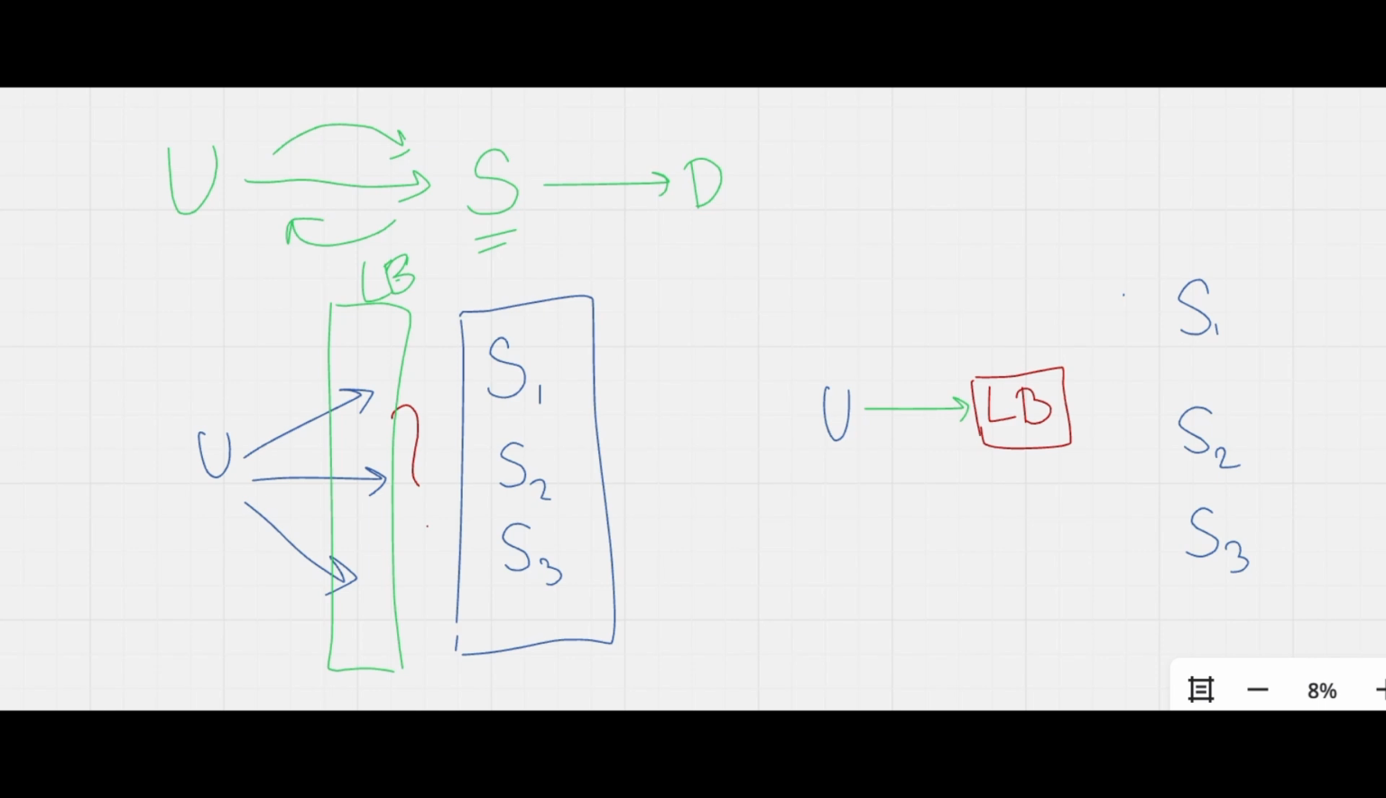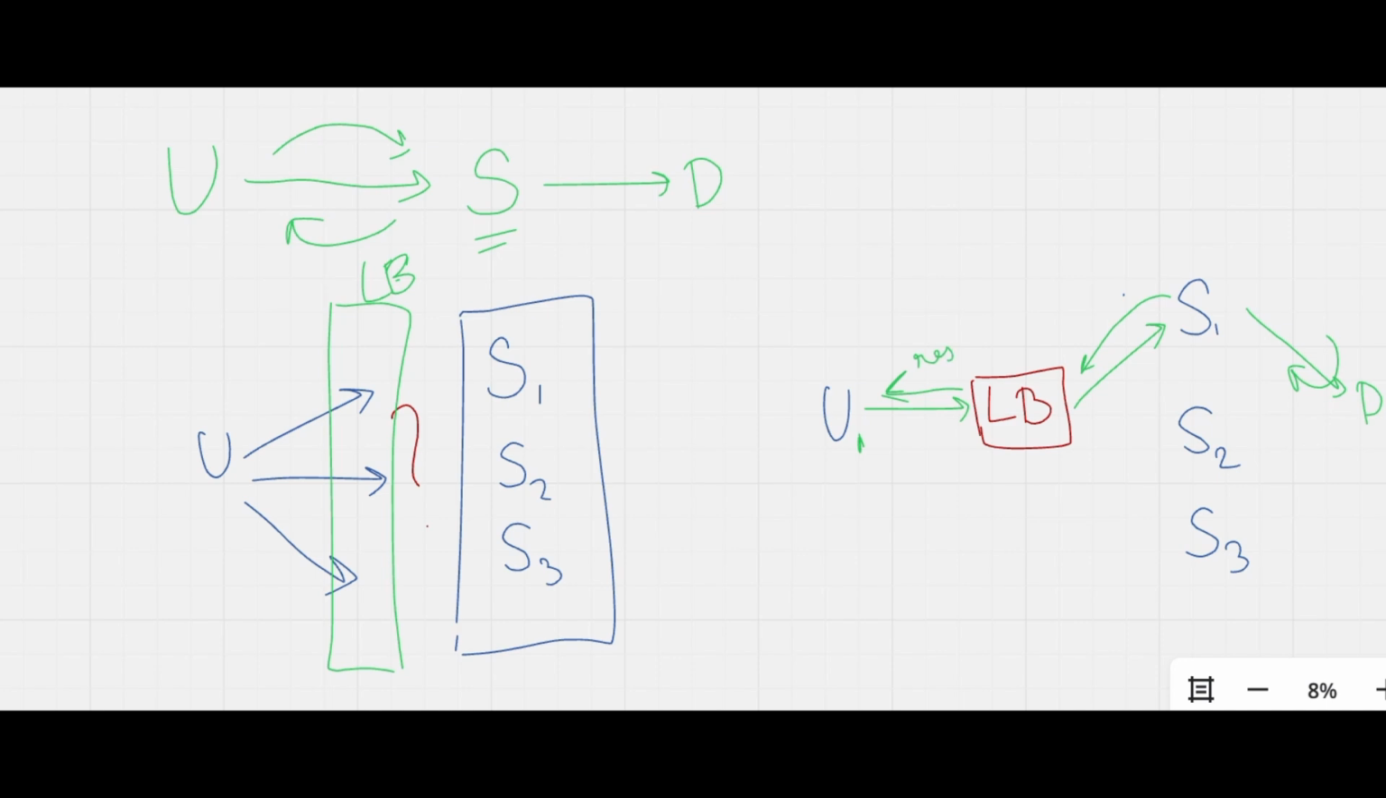Basically, let's say I'm user 1 and I have sent a request. It goes to the load balancer. The load balancer sends it to server 1. Then server 1 goes to the database and retrieves the data that I want and sends me back the response, which comes back to me through the load balancer again. This is my response.